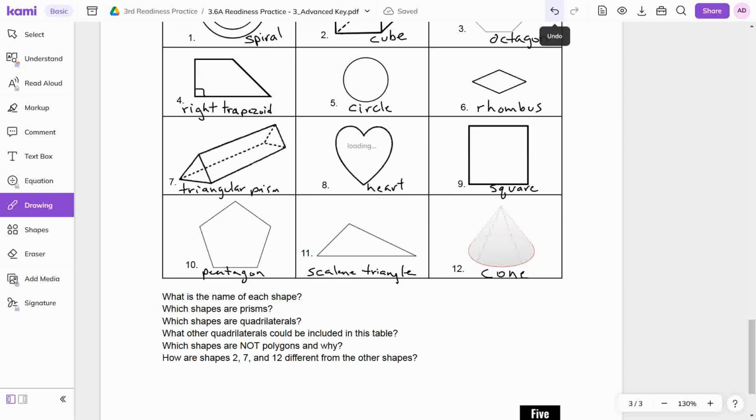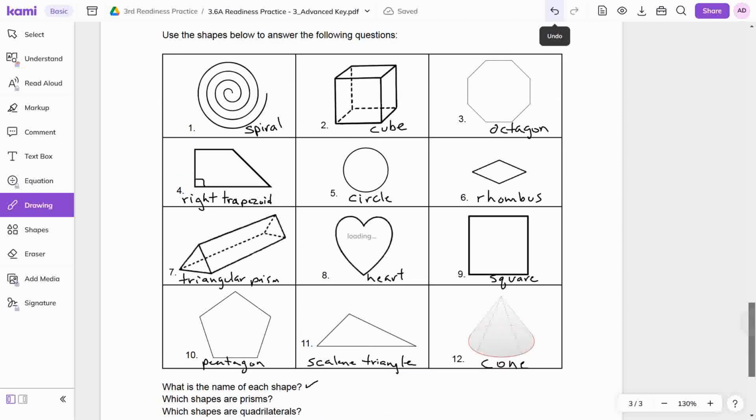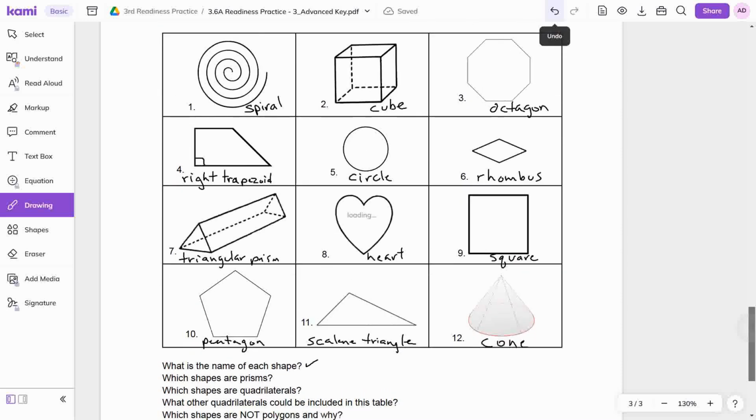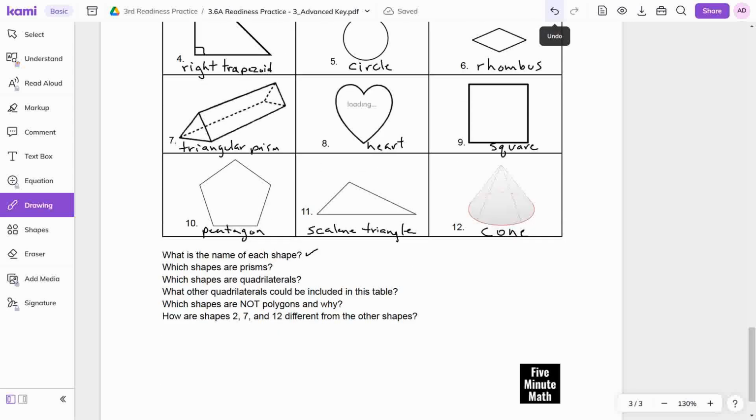All right, so name each shape. We've already done that. Which shapes are prisms? Okay, so definitely 7, a triangular prism, but we also have a cube. Remember, a cube is a prism. So I'm just going to put 2 and 7. It is a prism, though the word prism is not included in the name.